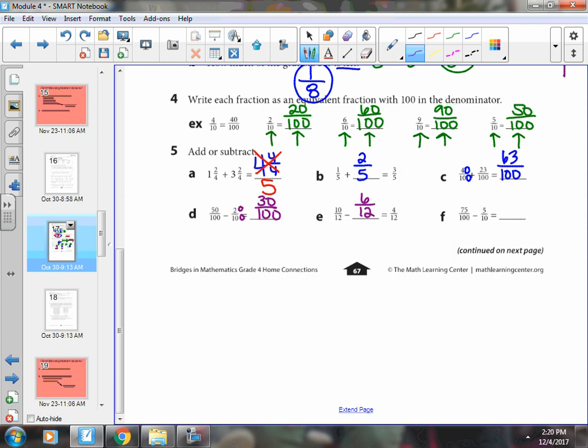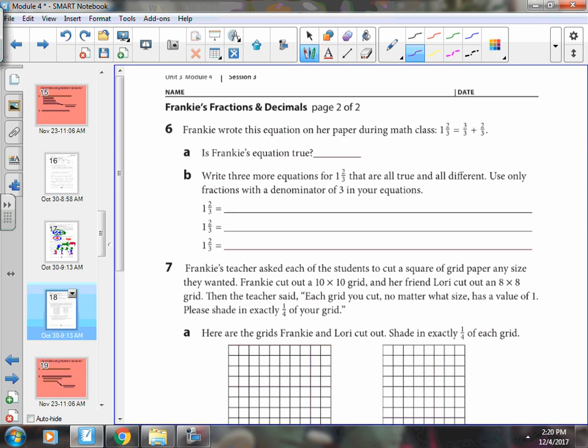75 hundredths minus 5 tenths. Again, if the denominators are not the same, make them the same. 75 hundredths minus 50 hundredths is 25 hundredths. Okay, on to page 68.